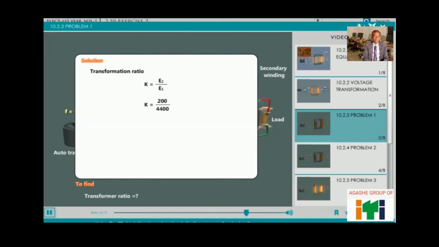Solution: transformation ratio K is equal to E2 by E1. K is equal to 220 by 4400. K is equal to 1 by 20. K is equal to 0.05. Result: transformer ratio, that is K, is equal to 0.05.